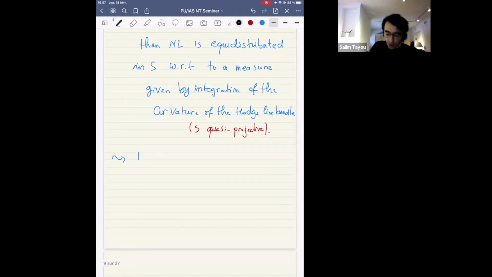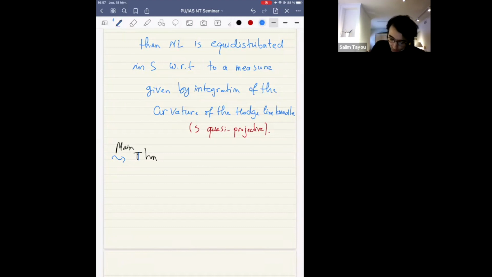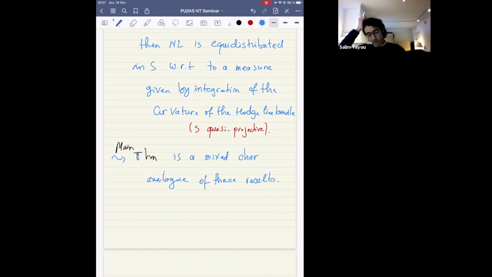So our main theorem can be seen as a mixed characteristic analog of these results, especially the density one.